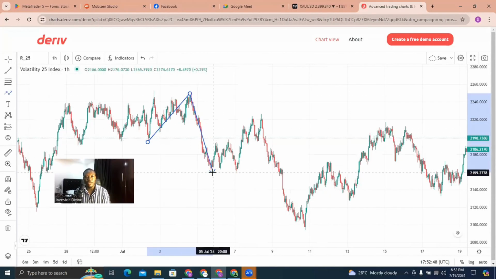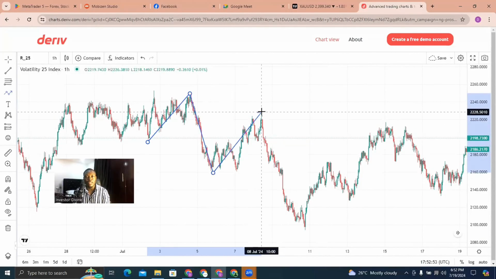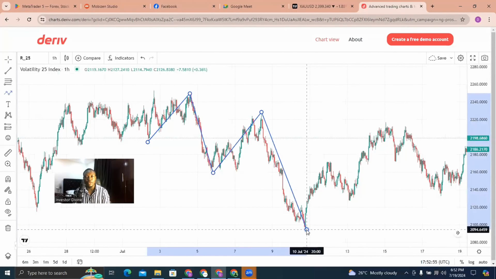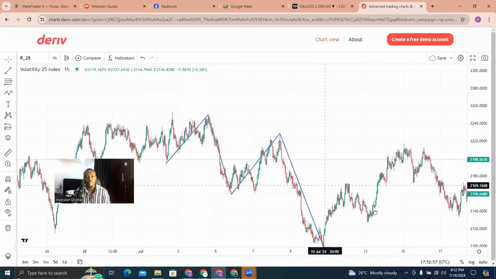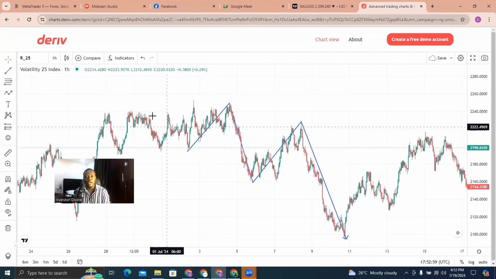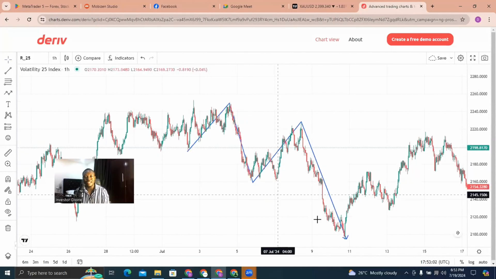Can you see? The market is creating lower highs. This is a lower low. It created a lower high, created a lower low. Can you see this? So at this point, you can say the market is trending downwards.